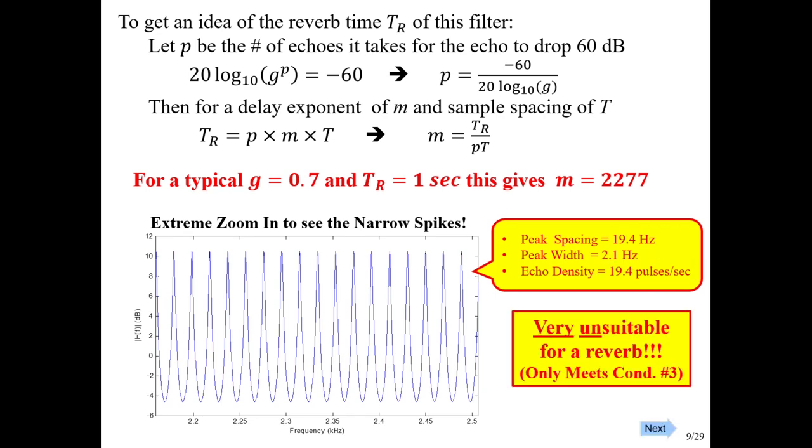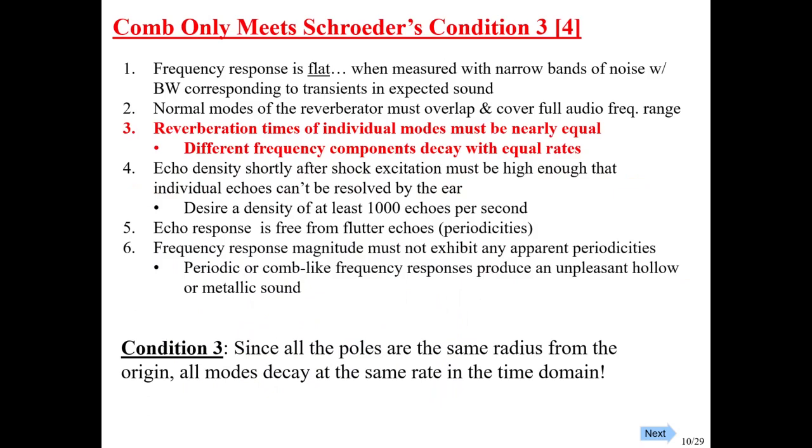This is not good. This is not going to give us a good reverb at all. It'll sound horrible. It will just sound like an echo, okay, not a reverb. And in fact, if we go back and look at Schroeder's 6 conditions, the only one it meets is 3. The reverb times of the individual modes must be nearly equal. And that just comes because all the poles are at the same radius.